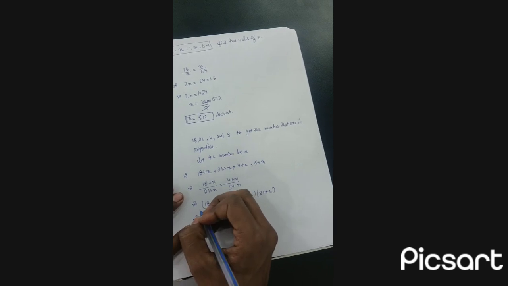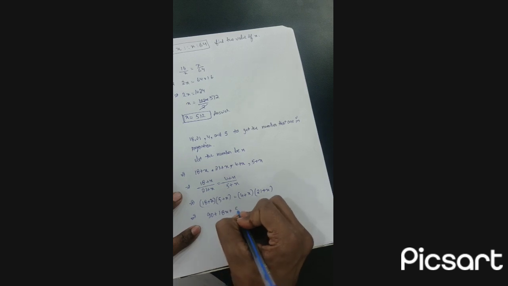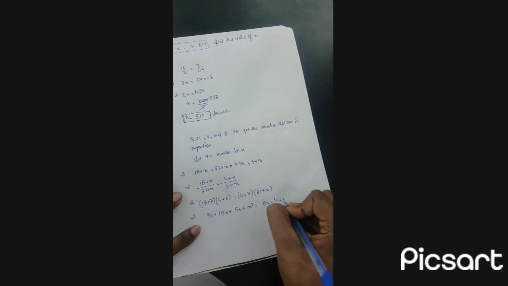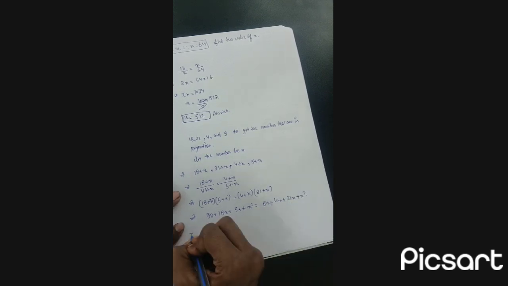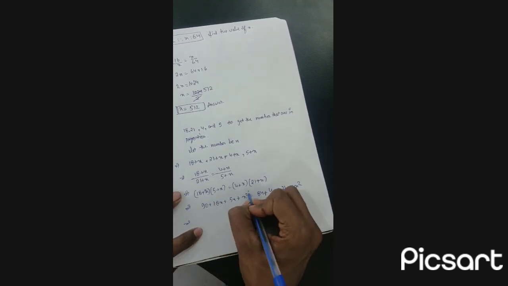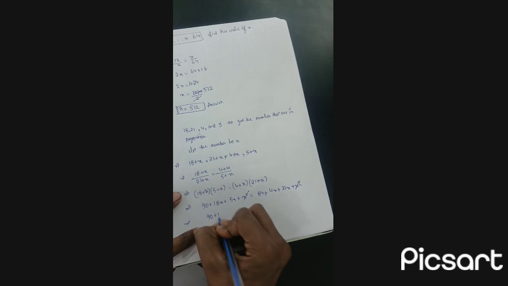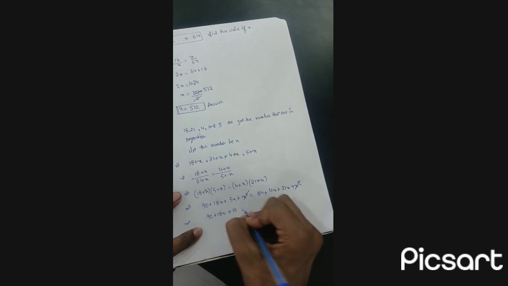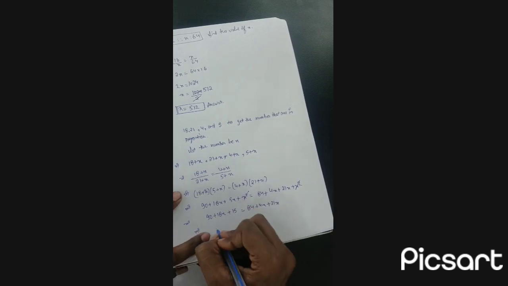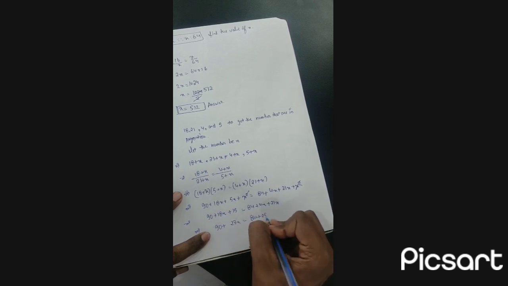Now from here we get 90 plus 18x plus 5x plus x square is equal to 84 plus 4x plus 21x plus x square. The values that can be cancelled should be cancelled. Suppose x square and x square will be cancelled. Now we get 90 plus 18x plus 5x is equal to 84 plus 4x plus 21x. From here we get 90 plus 23x is equal to 84 plus 25x.